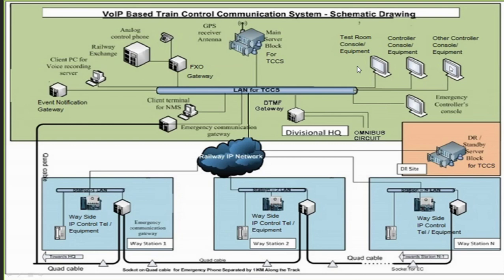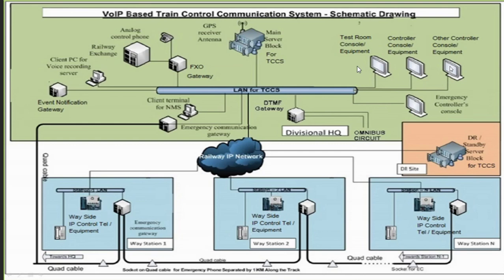So you will connect your exchange also through a gateway to this IP network. From another side, you can connect your voice recording servers. Your voice recording server and the client PC for the voice recording server can be connected to the LAN. Another, you will have the NMS. One connection you can take for the NMS also. For connecting your emergency communication, you will have one gateway.